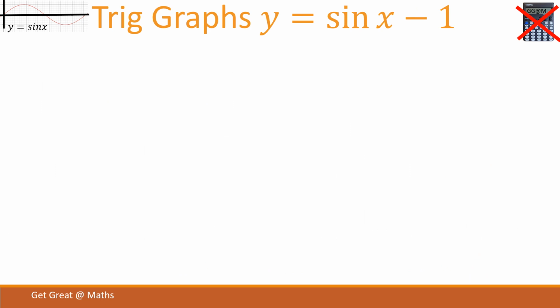The next trig function we're going to draw is the function y equals sine x minus 1. So we're going to be looking at what effect this negative 1 has. Now we're always going to go back to the original graph that we started with, which was the y equals sine x function. So have a go at drawing out this graph of y equals sine x minus 1. See what happens when you draw it. Press play when you've got an answer.